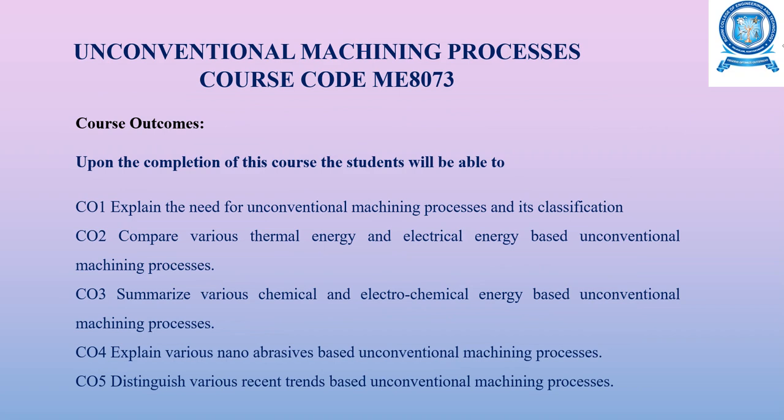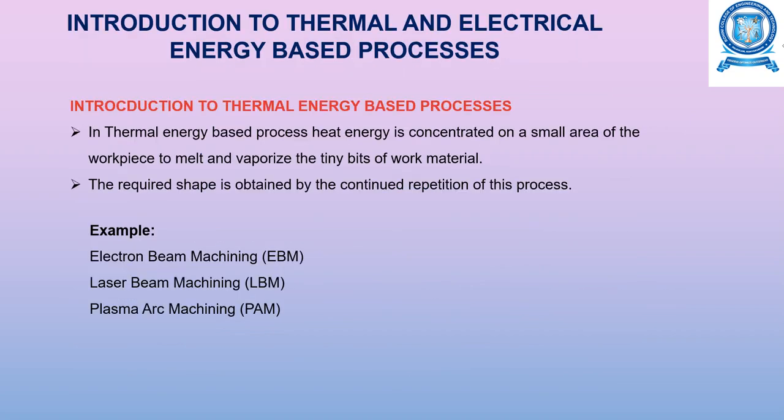The students will be able to summarize various chemical and electrochemical energy based unconventional machining processes from the third unit. They will be able to explain various nano abrasive based unconventional machining processes from the fourth unit. And they will be able to distinguish various trends in unconventional machining processes after studying the fifth unit.